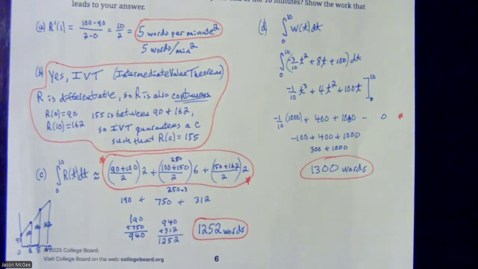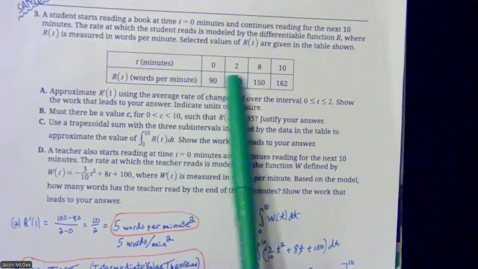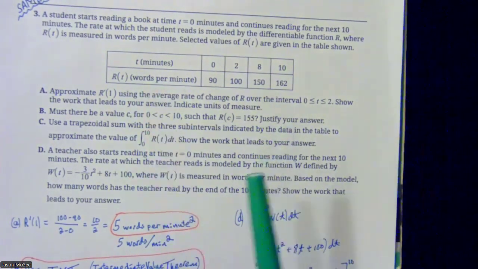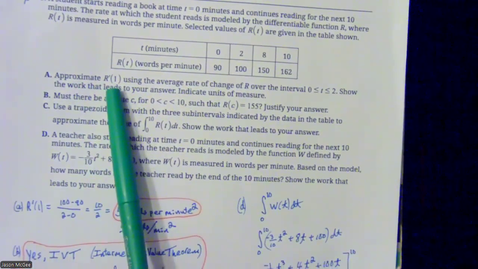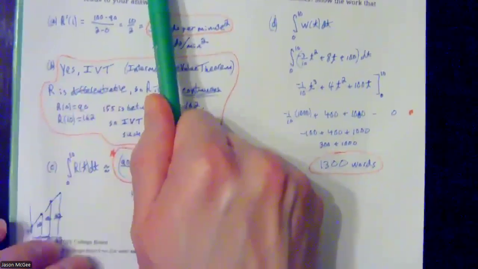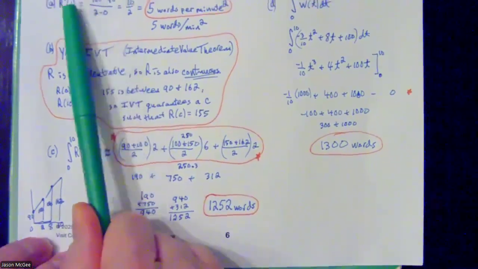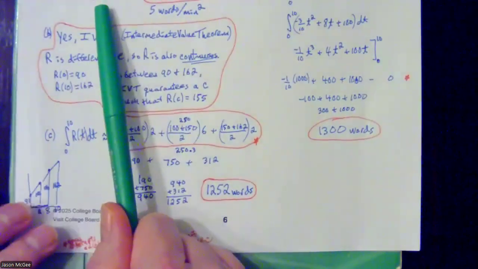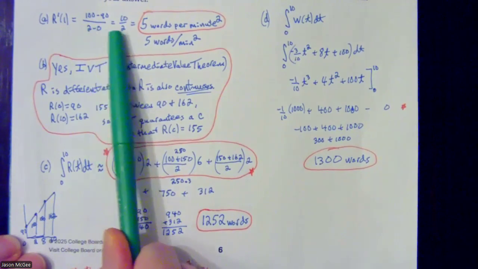Okay, we have a nice chart at the top there with words per minute. The student is reading a book there, and as time goes by, that's their words per minute. So that's like our derivative right there. Part A says approximate R prime of 1. Derivative means slope, so just use a slope between 1. You're just going to use the 0.090 and 100 and do your slope formula. Do the slope formula real quick.